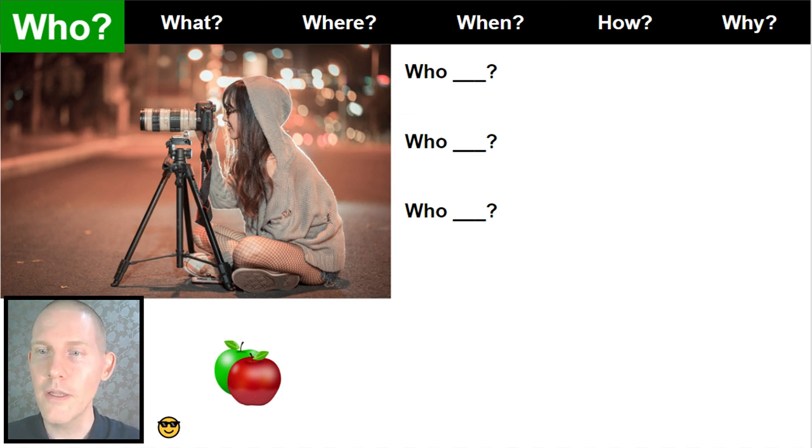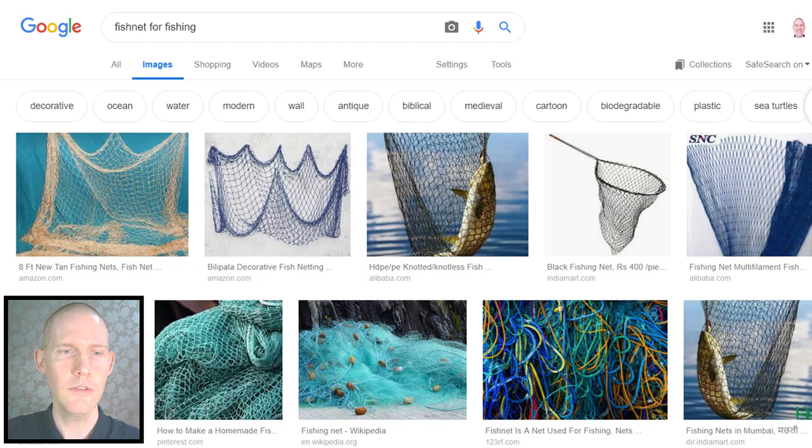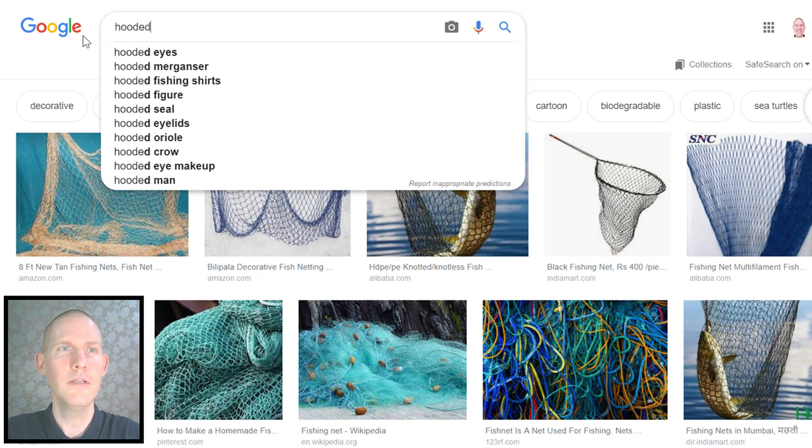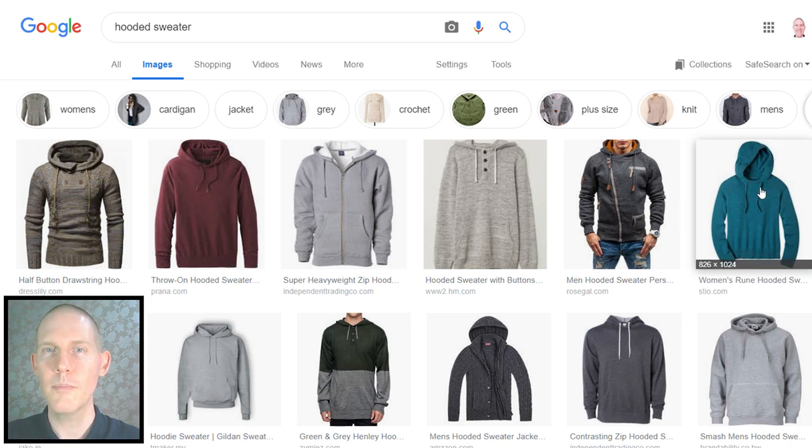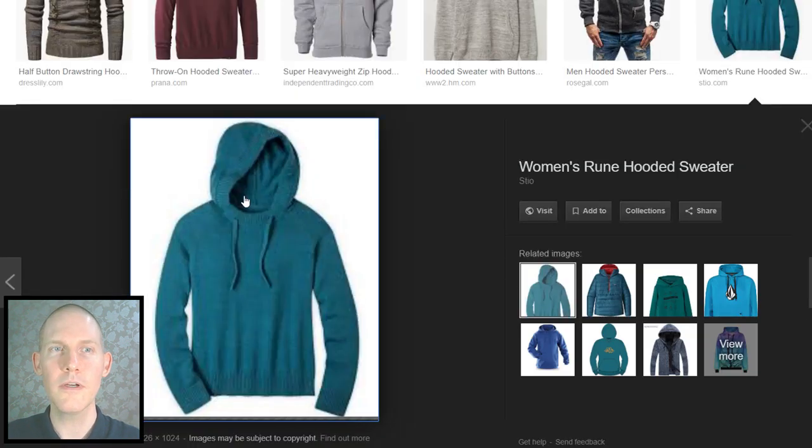Ooh, Layla Almeida says hooded. Well, let's take a look. We'll go back to Google search. And it's nice to look at a picture because it makes it very easy to know. So we'll say hooded sweater. All right. So the part that you pull over your head is called the hood, right? So this is a sweater and it's a hooded sweater, right?